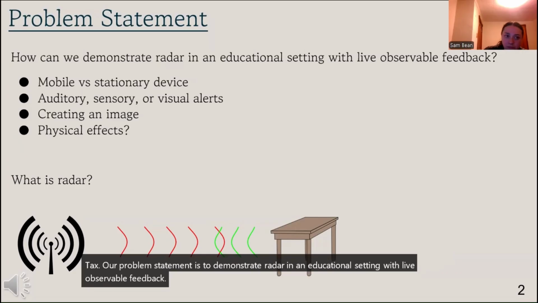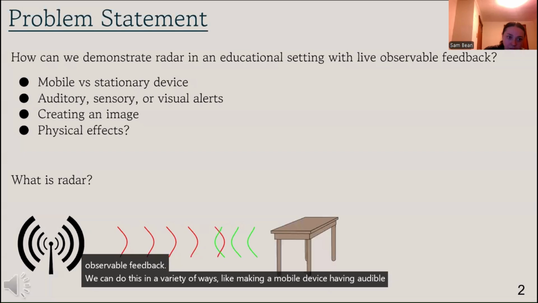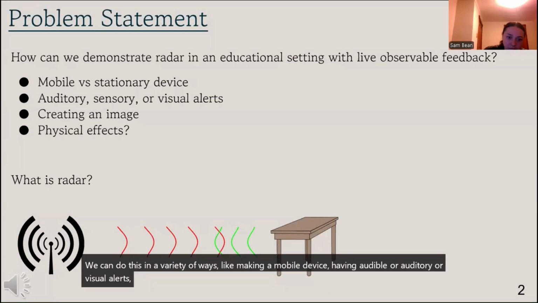We can do this in a variety of ways, like making a mobile device, having audible or visual alerts, creating an image, or having physical effects due to sensing.